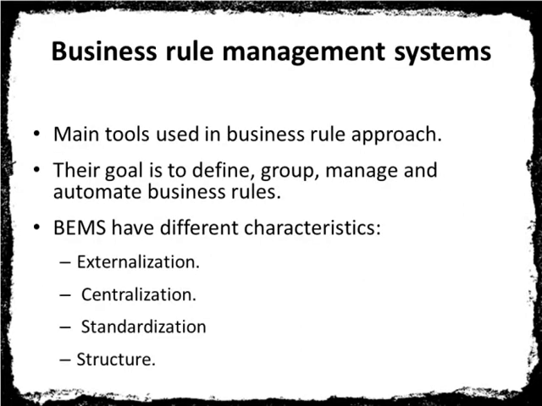The main tool that the business rule approach uses is the business rule management system, whose goal is to define, group, and manage, and then ultimately automate the business rules that are defined. The main characteristics of the business rules management system are the externalization, the centralization, the standardization, and the structure.